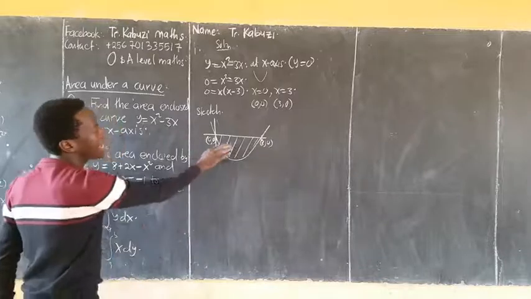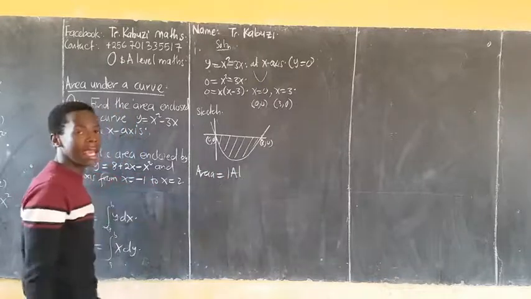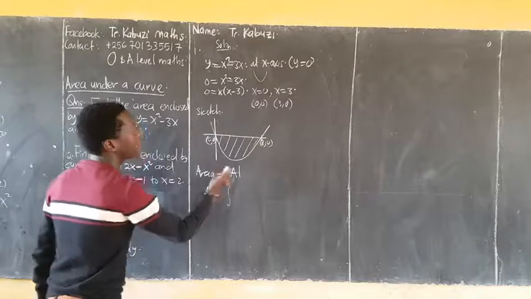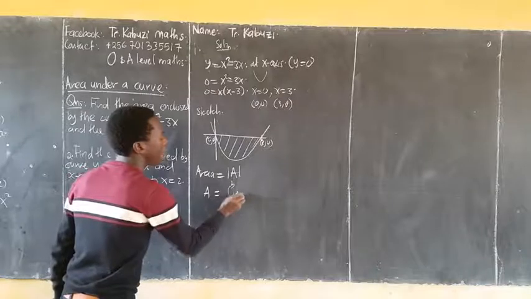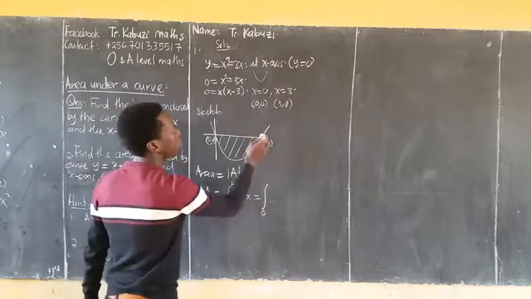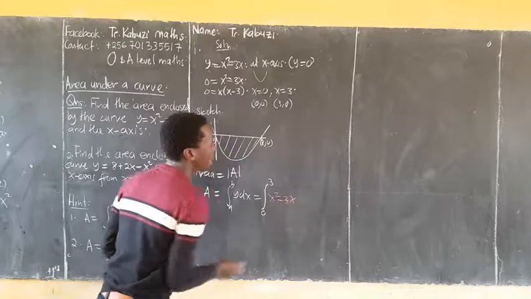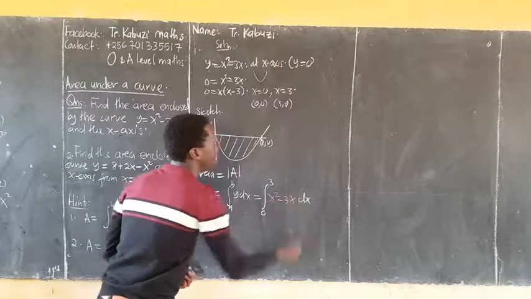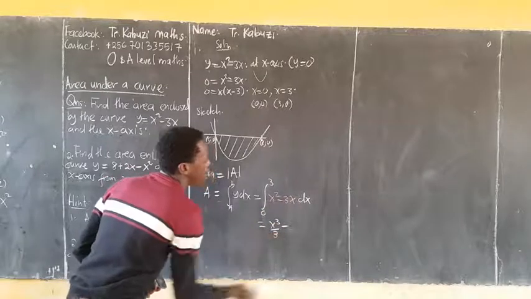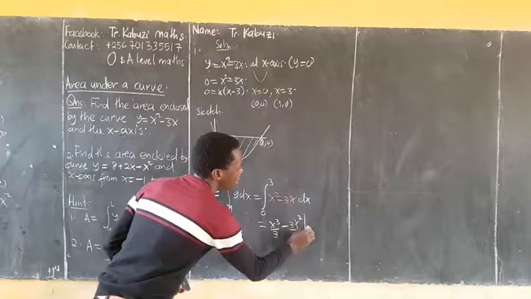Because this area is negative, my area is going to be the modulus of A, because I don't expect any negative area. But what is A? A is the integral from a to b of y dx, which is the integral from 0 up to 3 of my curve, x squared minus 3x, with respect to x. How do we integrate? We increase the power by 1 and divide by the new power. I have x cubed over 3 minus 3x squared over 2, from 0 to 3.